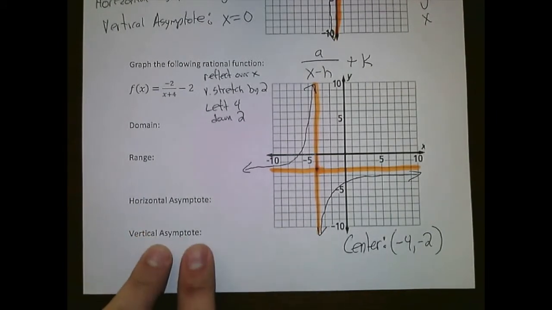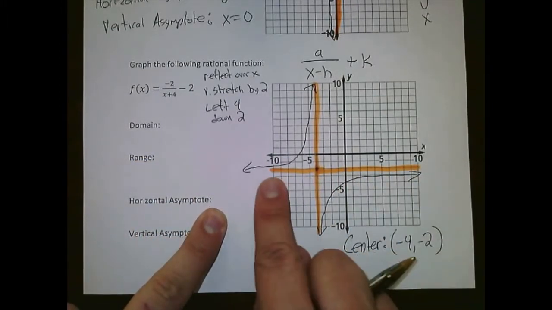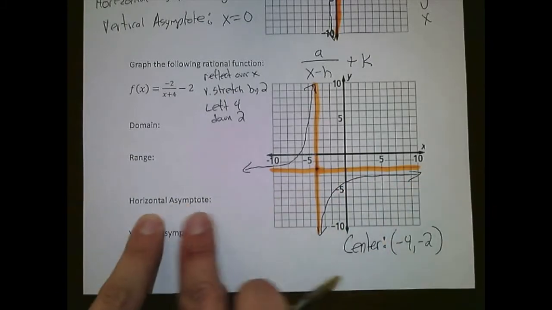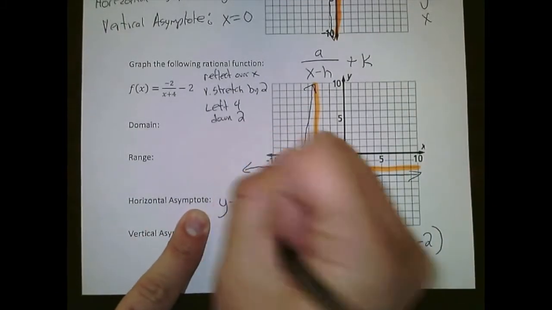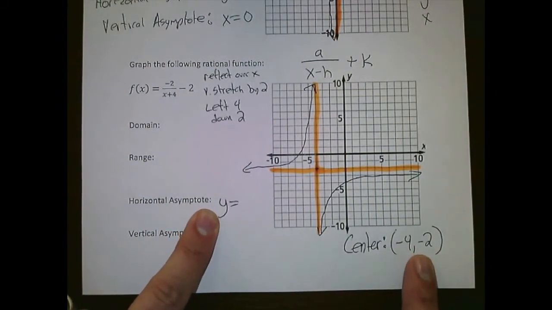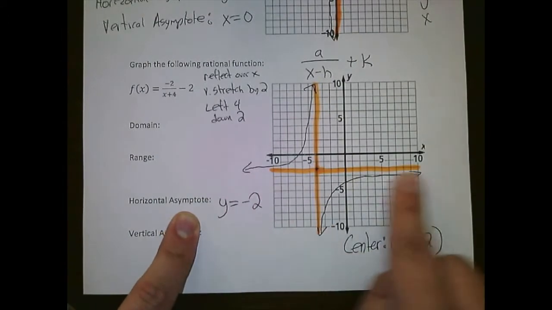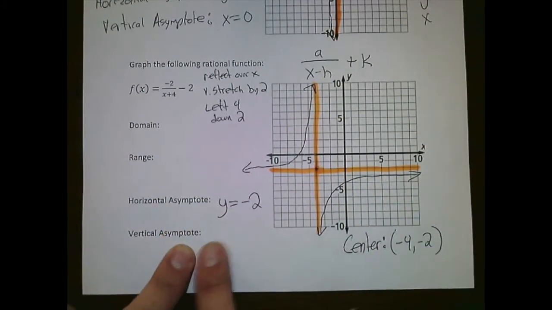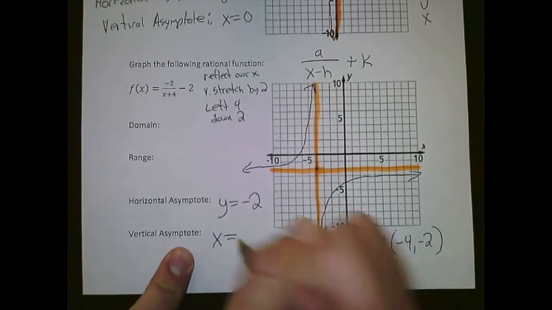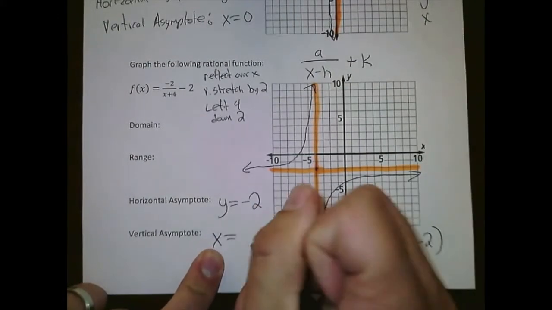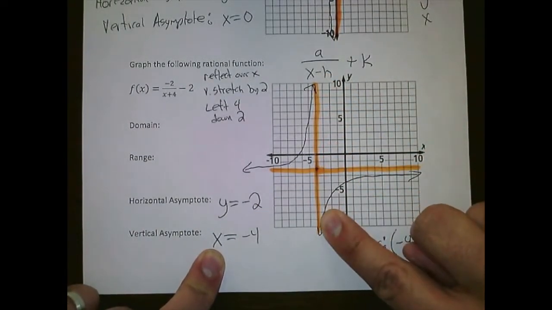For follow-up questions, I've got to figure out the domain, range, horizontal asymptote, and vertical asymptote. So I start with my asymptotes first, then I work to the domain and range. Horizontal asymptote, I'm just looking for the equation of this horizontal line. Horizontal asymptote should make you think HOY, the y value of that center point being -2. So the equation of this horizontal asymptote is y equals -2. Vertical asymptote, I'm thinking VUX, the x value there being -4. That is the equation of this vertical asymptote.